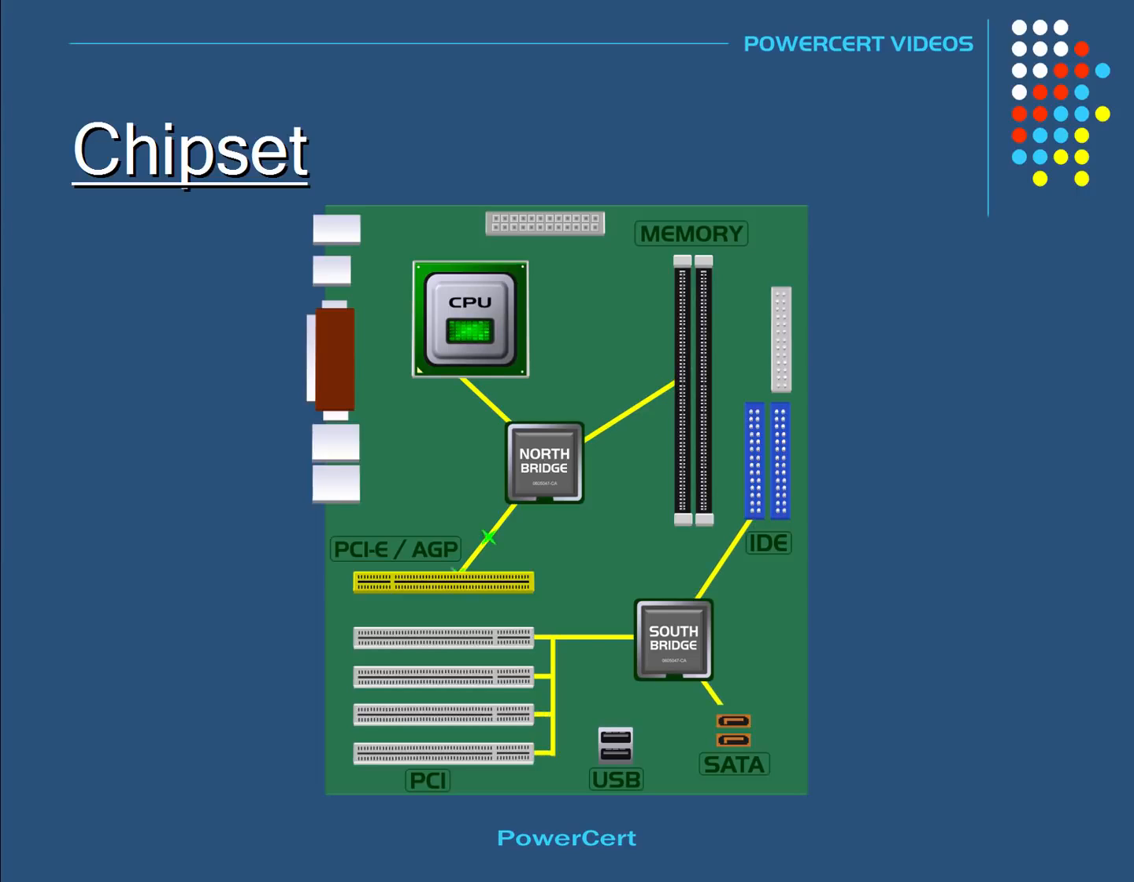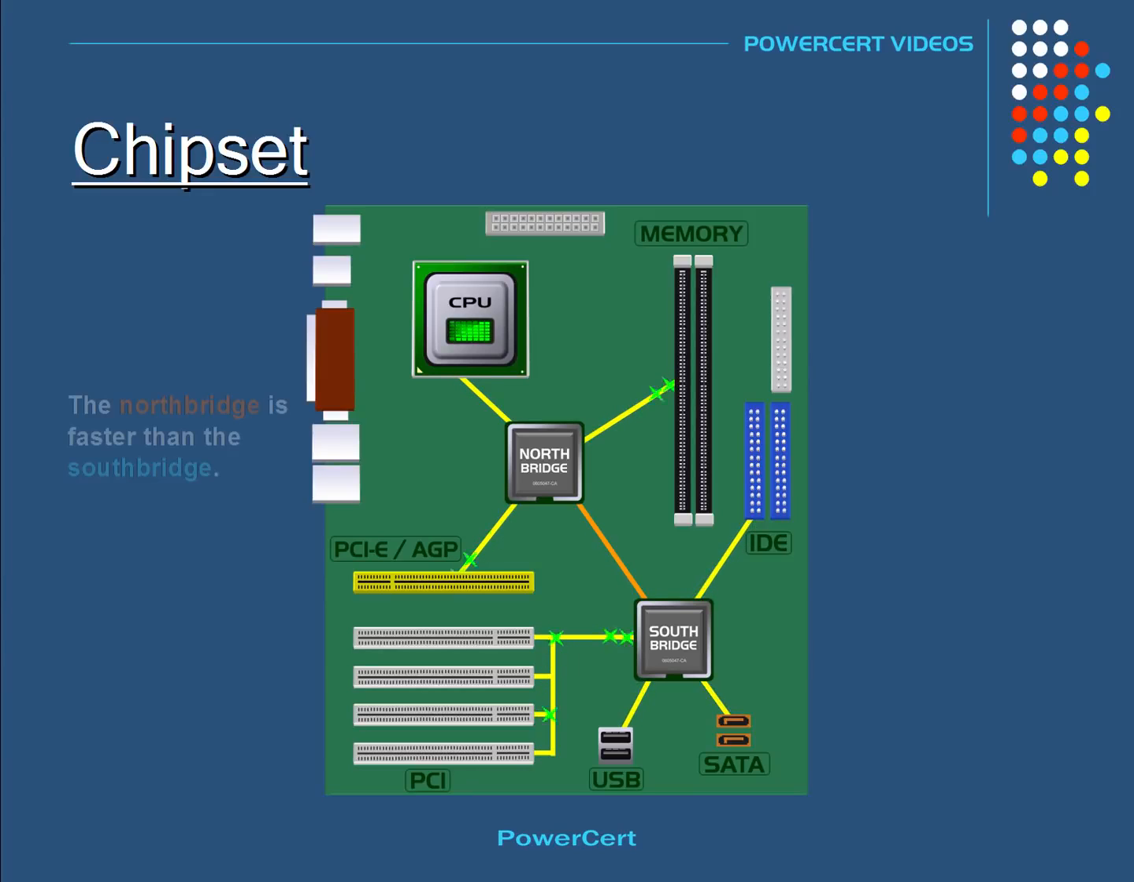So the South Bridge is responsible for the lower portion of the motherboard, while the North Bridge is responsible for the upper portion. There is no direct connection between the CPU and the lower portion of the motherboard. So if the PCI, USB, IDE, or SATA ports needed to communicate with the CPU, the information has to go through the South Bridge, and then up through the North Bridge, and then to the CPU.